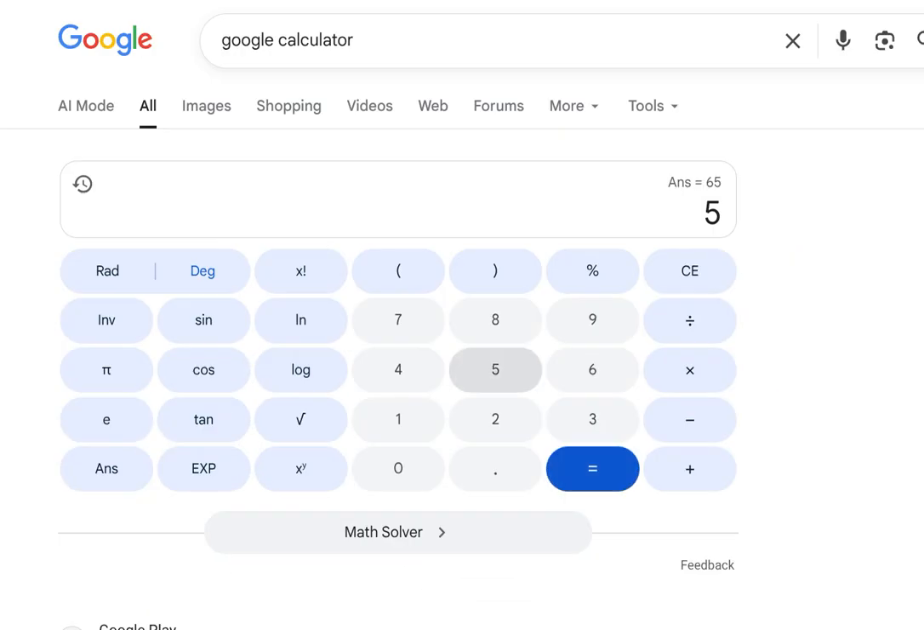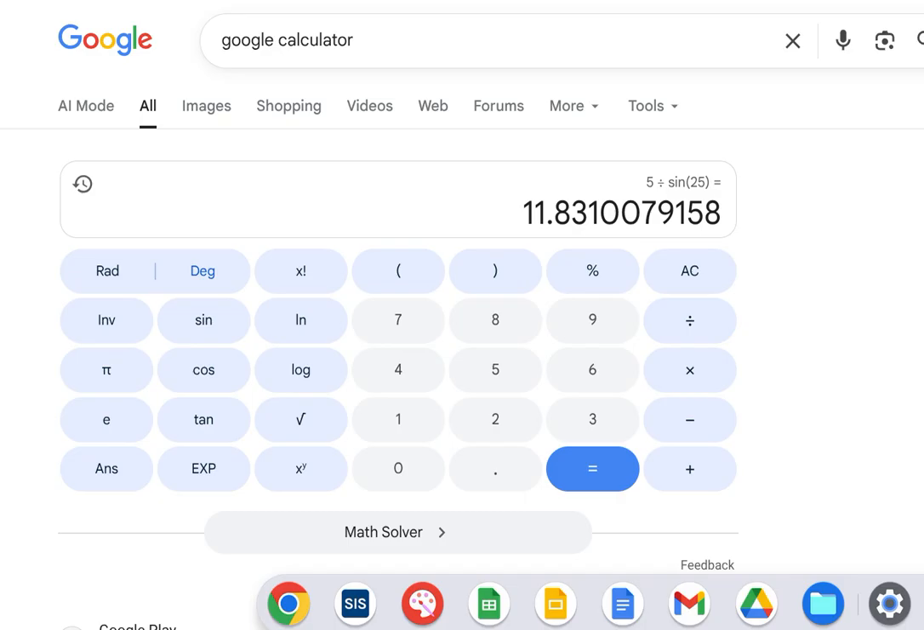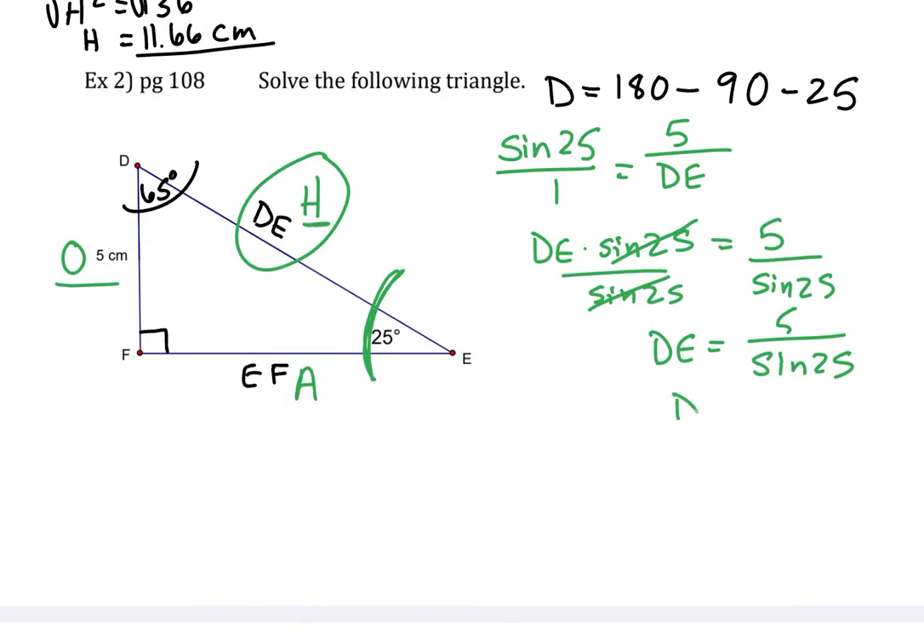So 5 divided by the sine of 25 equals 11.83. So DE is 11.83 centimeters. That kind of makes sense because it's longer than the 5, the opposite, which makes sense because the hypotenuse is the longest side.